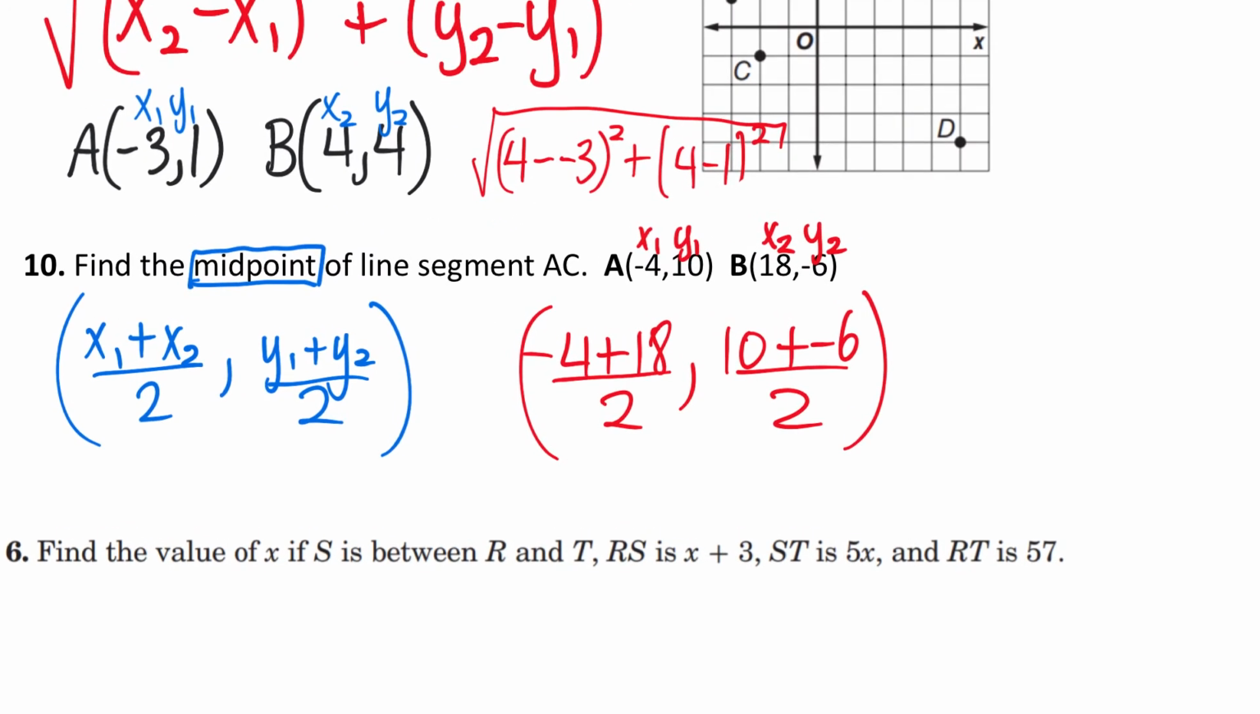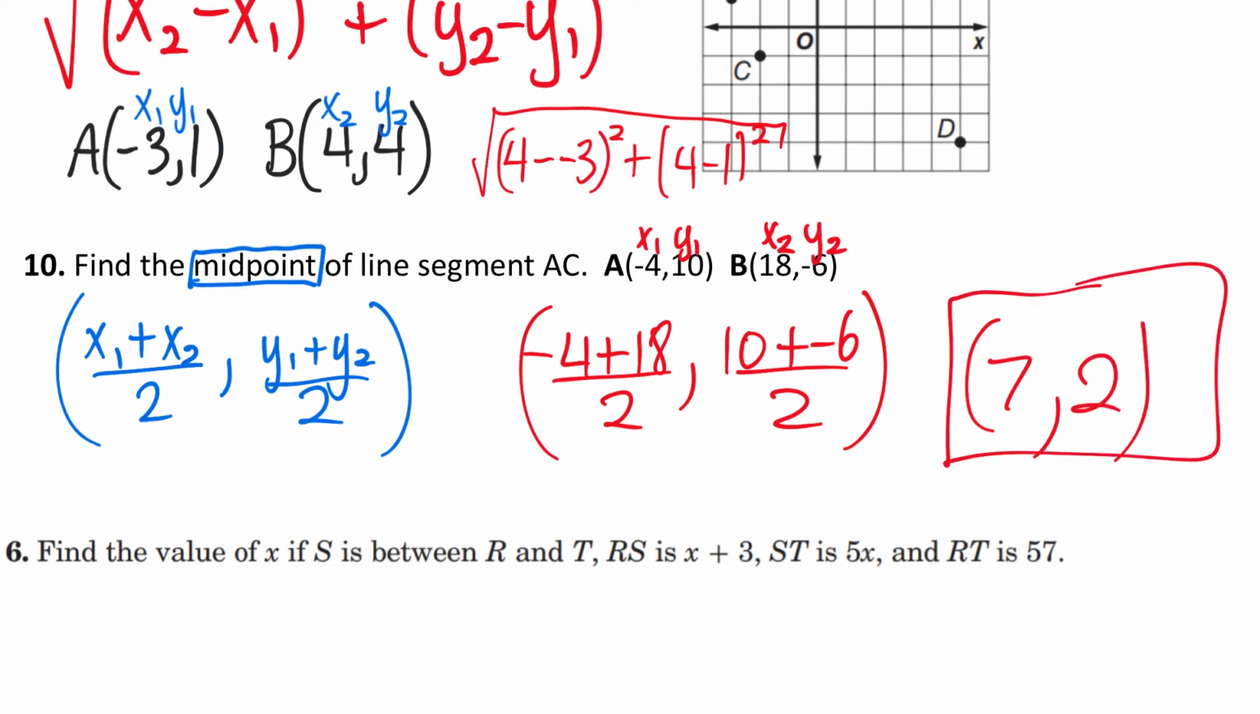Now remember on this, you're not going to type both of these into your calculator at the same time. If you try to do that, it's going to give you an error. This piece tells you the x value of the midpoint. This tells you the y value of the midpoint. So just type these in individually. Let's just do it in our heads. What's -4 plus 18? It's 14, and what's 14 divided by 2? It's 7. What's 10 plus -6? Or in other words, what's 10 minus 6? It's 4, and 4 divided by 2 is 2. So that's the answer right there.